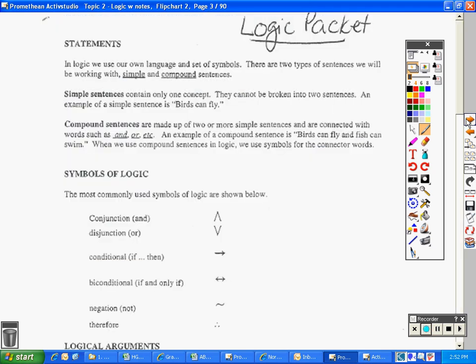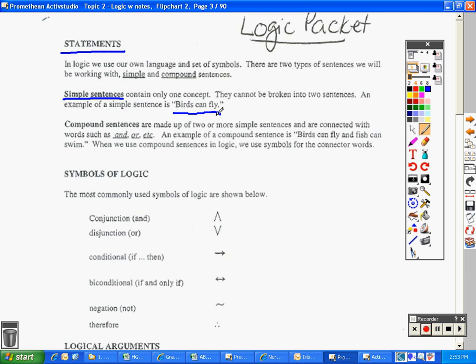All right, looking at page 7 in your logic packet, which is on the front page. It's on the left-hand side. Statements. Logic is built around a system of statements, okay? And in logic, we have our own language and symbols that we use to make statements. The simple sentences just have a little bit of a concept. That would be like the hypothesis or the conclusion separately. Those we call simple sentences. The example right here in your packet is that birds can fly. That is a simple sentence.